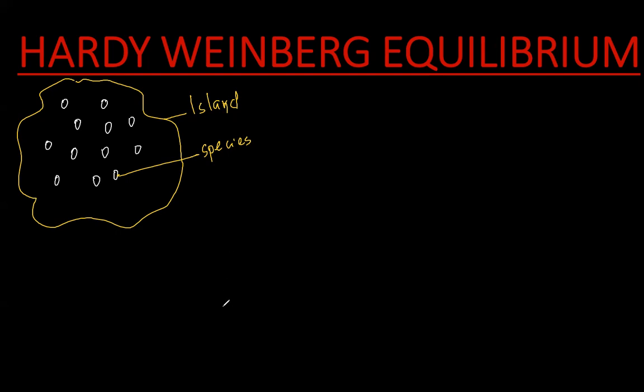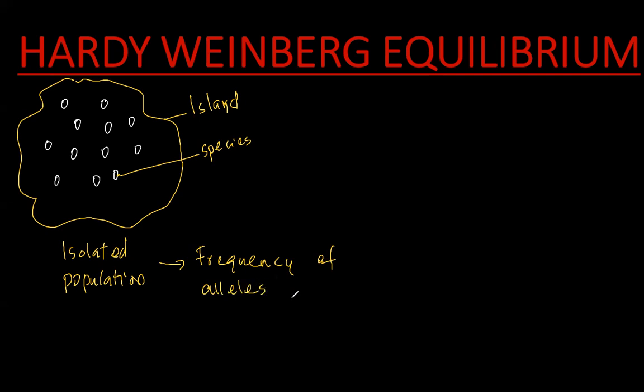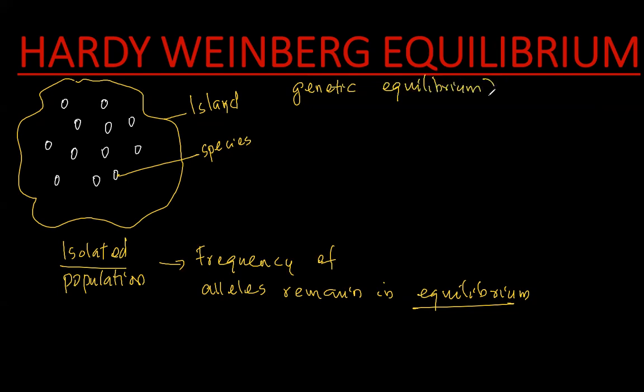Hardy and Weinberg, two scientists, said that it's an isolated population. In this isolated population, the frequency of alleles remains in equilibrium. It means a balance. There's a balance between the total number of alleles in the species of this isolated population. This equilibrium is called Hardy-Weinberg equilibrium, or we can simply call it genetic equilibrium. Okay, what's genetic equilibrium? It's Hardy-Weinberg equilibrium. What does it say? Frequency of alleles in these isolated populations remains in a balance.